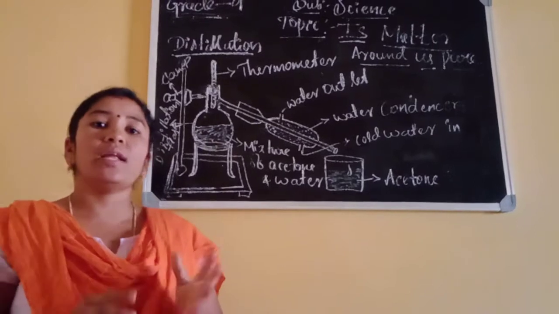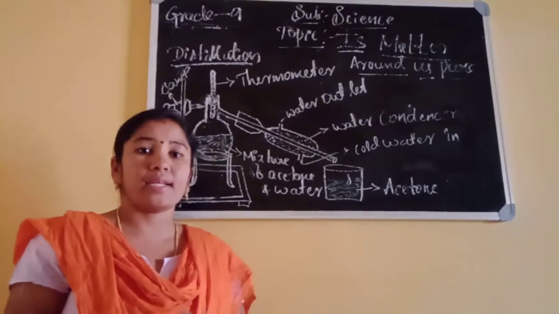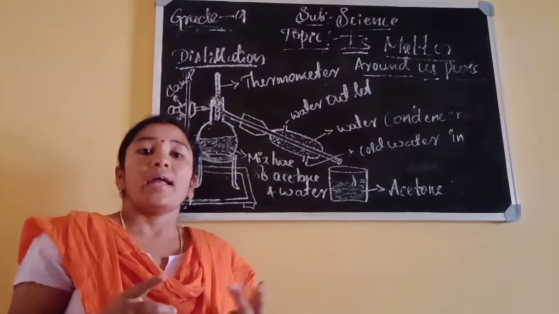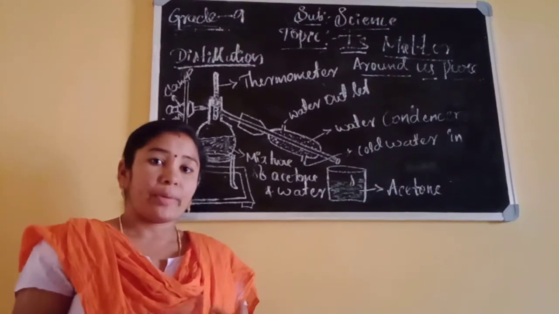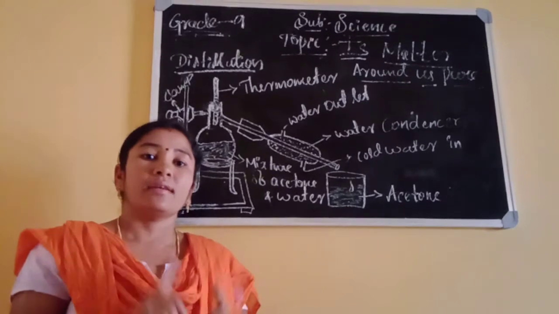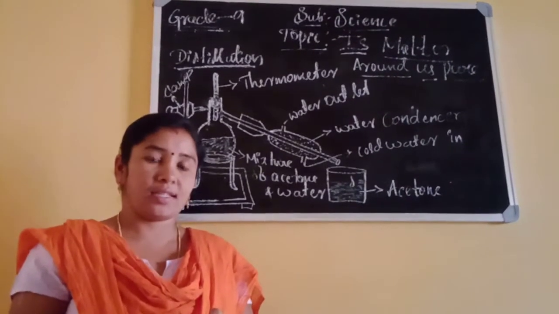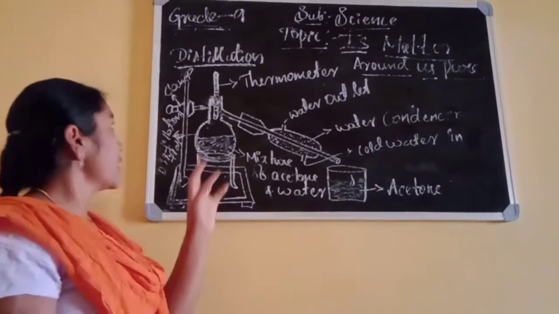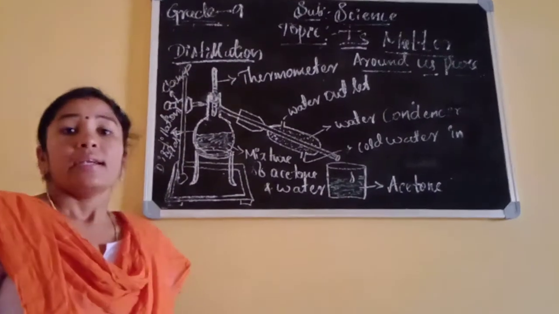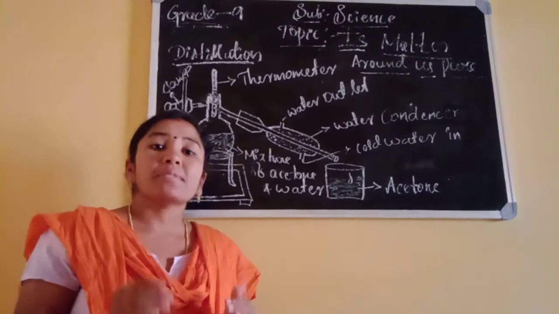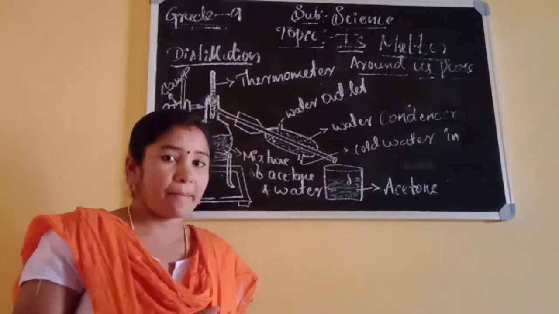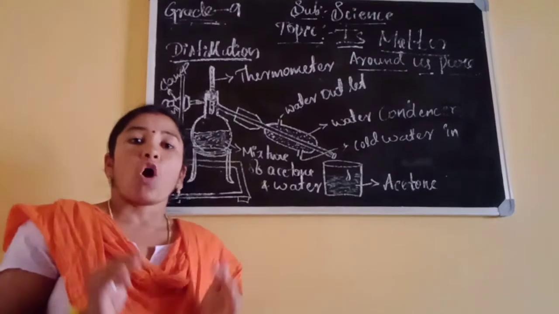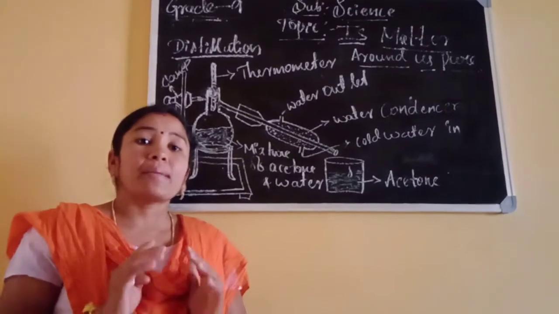Today you are going to learn some other techniques: distillation, sublimation, fractional distillation, chromatography, and then which one? Crystallization. These are the techniques you are studying now. The first one, let's see, distillation. Distillation is the method of separating the components from its mixture. It is used to separate the components from miscible liquids.